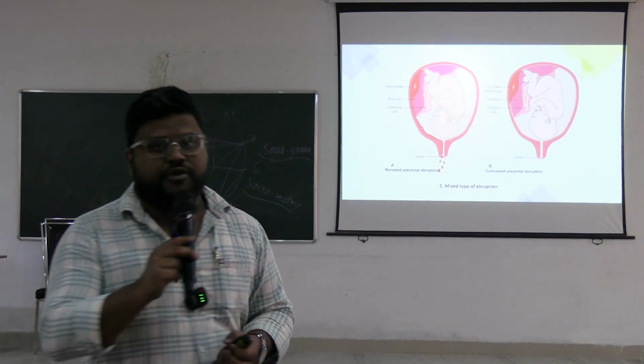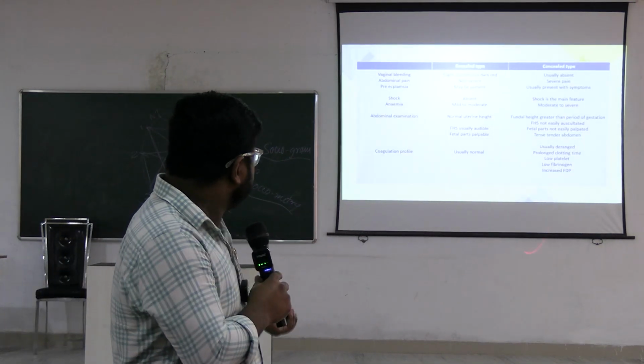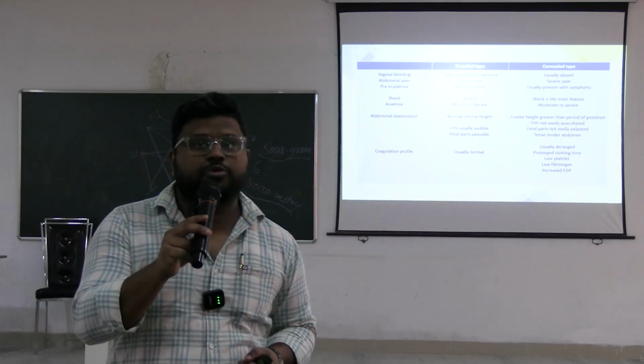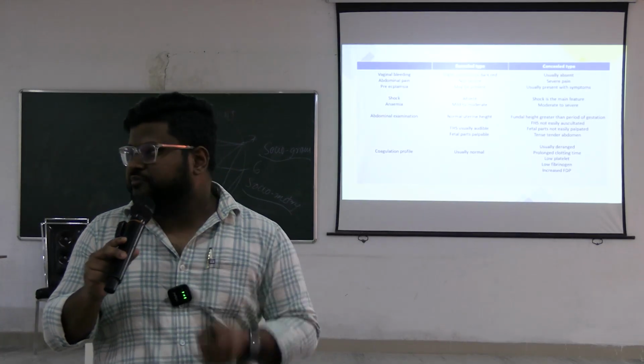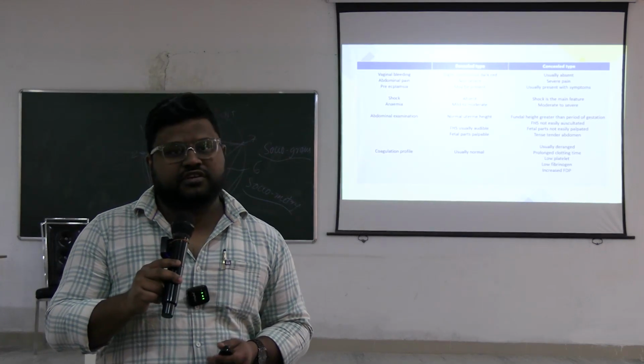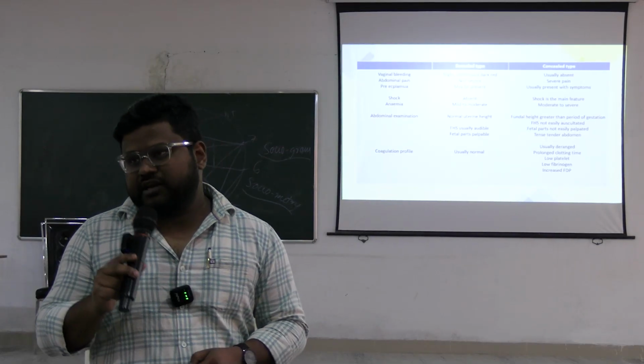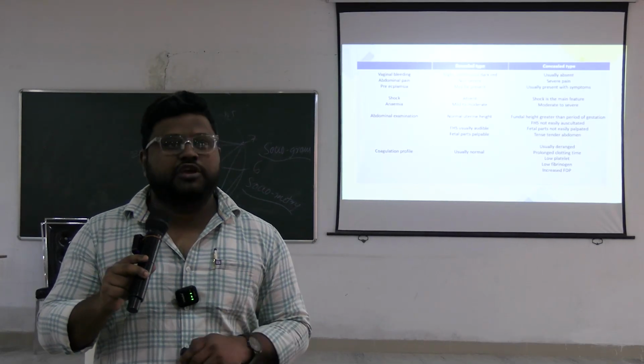There are two kinds of abruption. This you need to remember. This chart will be important for you in examination. You have two kinds of abruptio placentae. One is a concealed type, the other one is a revealed type. একটাতে bleeding হবে, একটাতে bleeding হবে না.